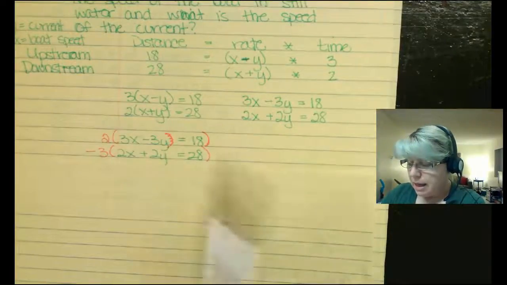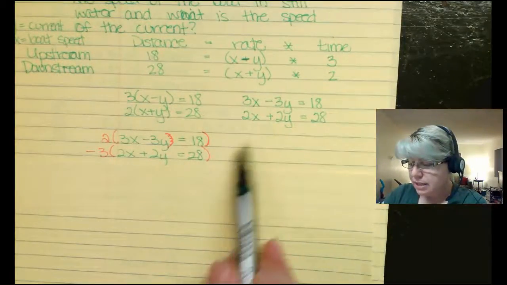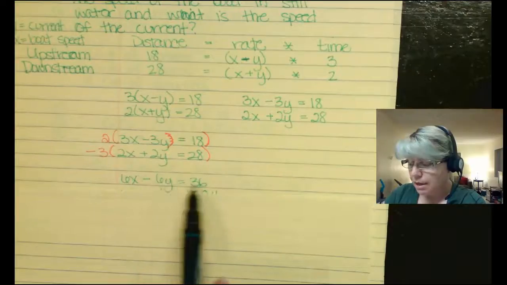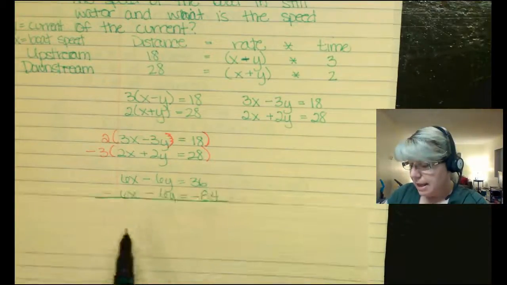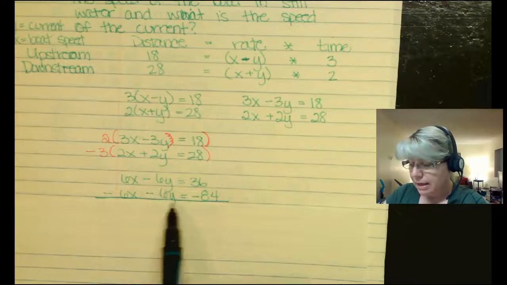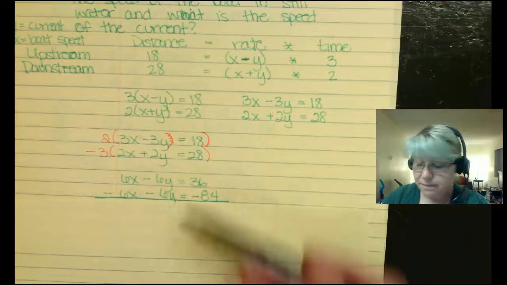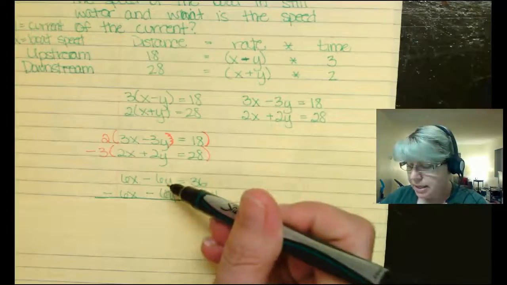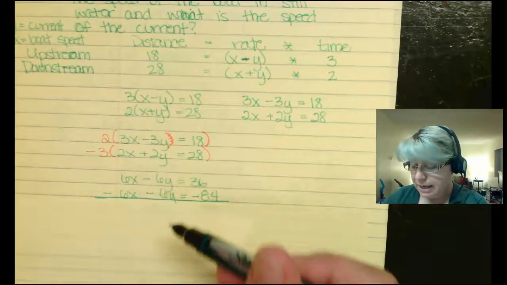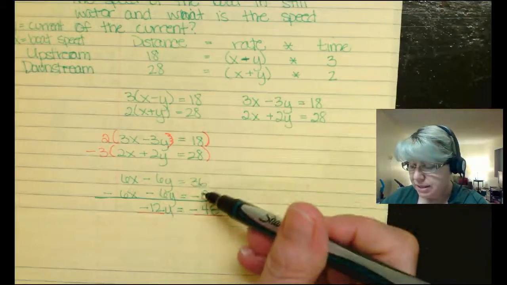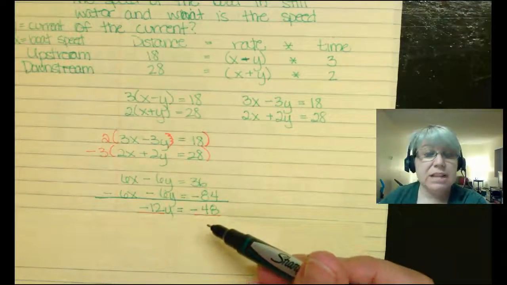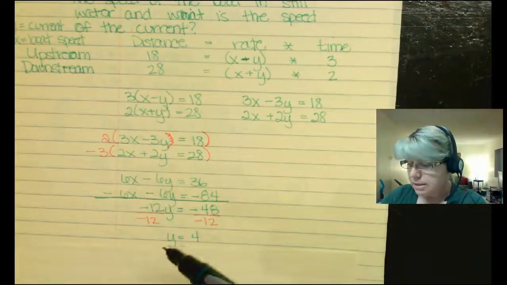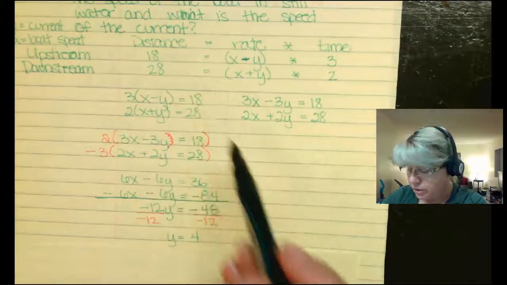All right, I'm just going to multiply the first equation by 2 and the second equation by -3. That will give us the result of 6x minus 6y equals 36 for the first equation, and -6x minus 6y equals -84 for the second equation. Let's add them together. 6x minus 6x is 0x's. -6y minus 6y is -12y. And 36 minus 84 is -48. Divide each side by -12. y equals 4.